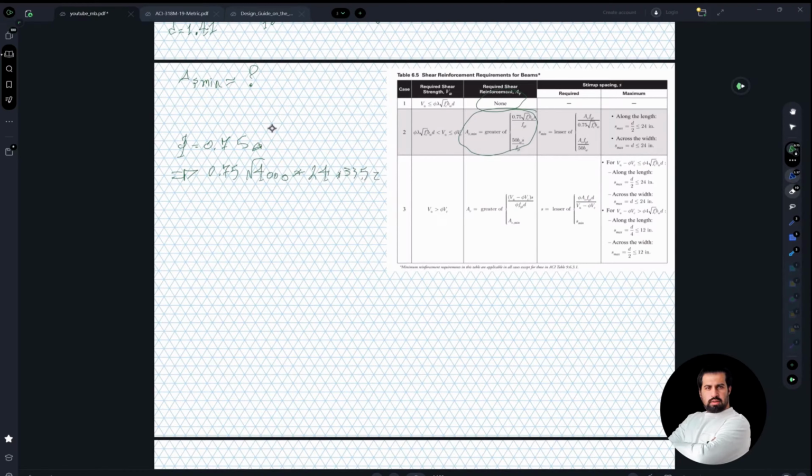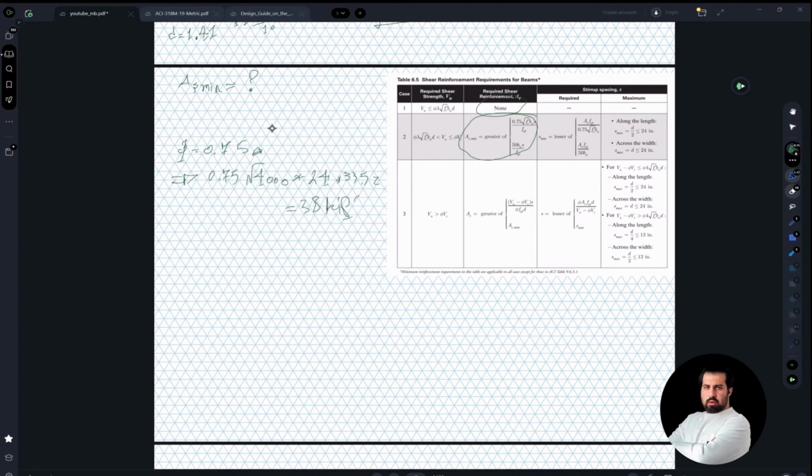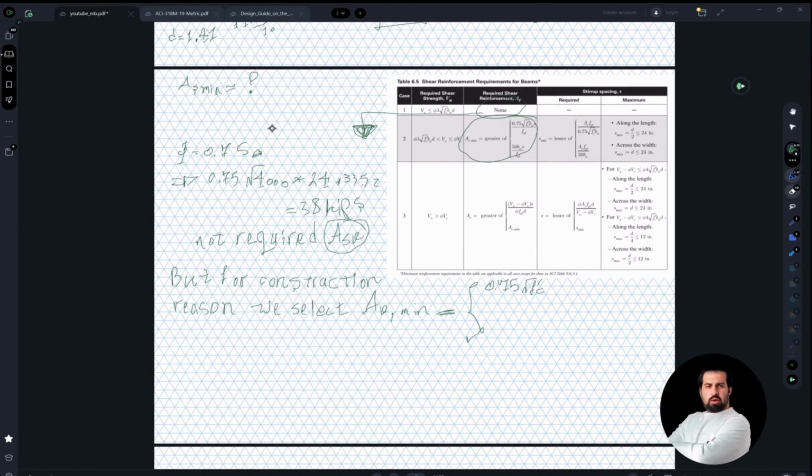Because the amount of shear in the beam is less than the value mentioned in line 1, there is no need for minimum reinforcement in the calculations, but we replace the amount of minimum shear reinforcement in the second line for the implementation requirement. Therefore, according to the relationships presented in line 2, we set the value of the minimum shear reinforcement equal to the maximum of these two values.